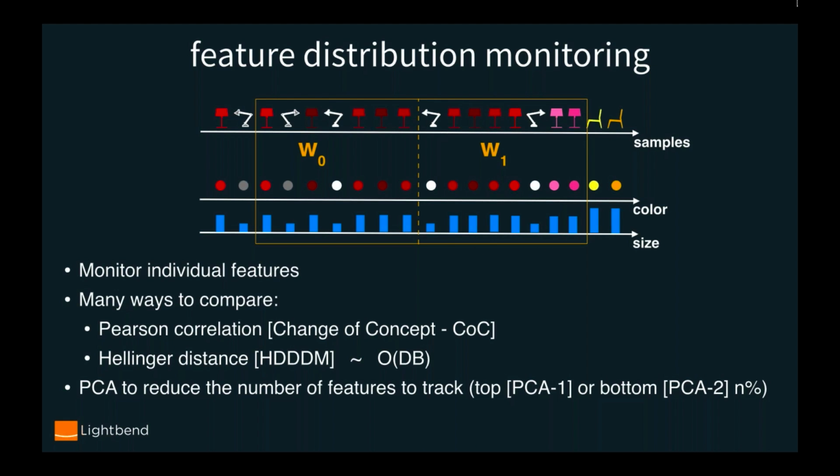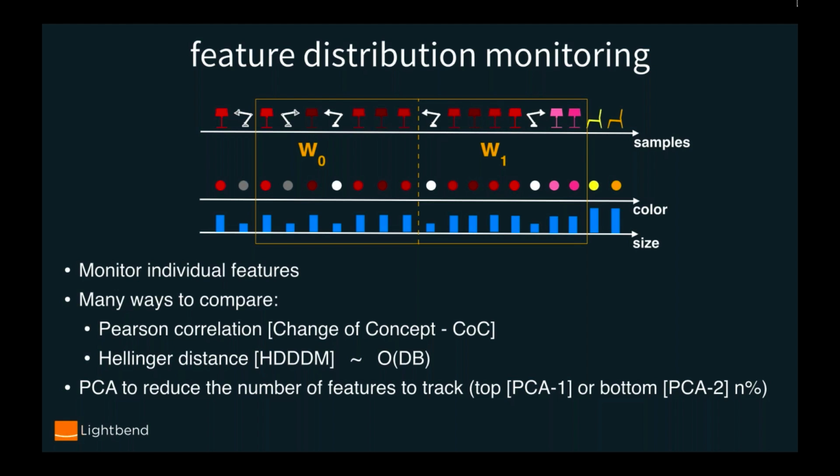As I said, we pick two windows, W sub 0 and W sub 1, a reference window and a window to compare. And there are many ways to compare. For example, change of concept, COC, uses Pearson correlation. And HDDM uses Hellinger distance. HDDM stands for Hellinger distance drift detection method, no surprises. Hellinger distance is like an L2 metric for probability distributions.